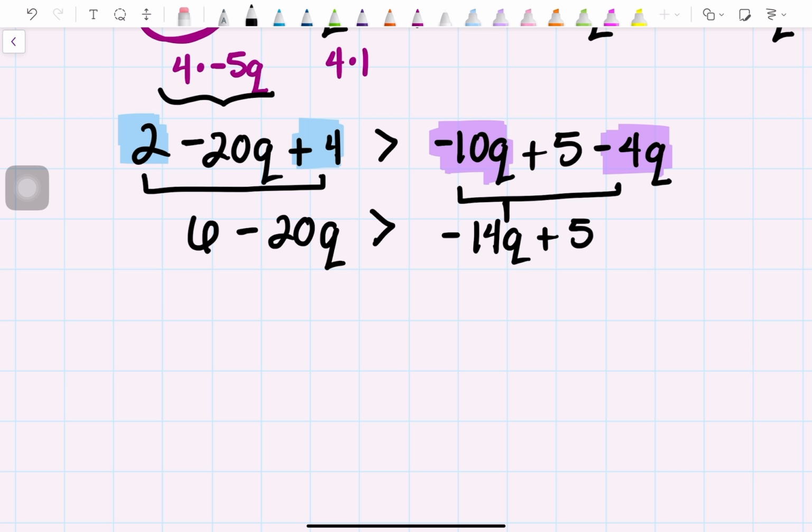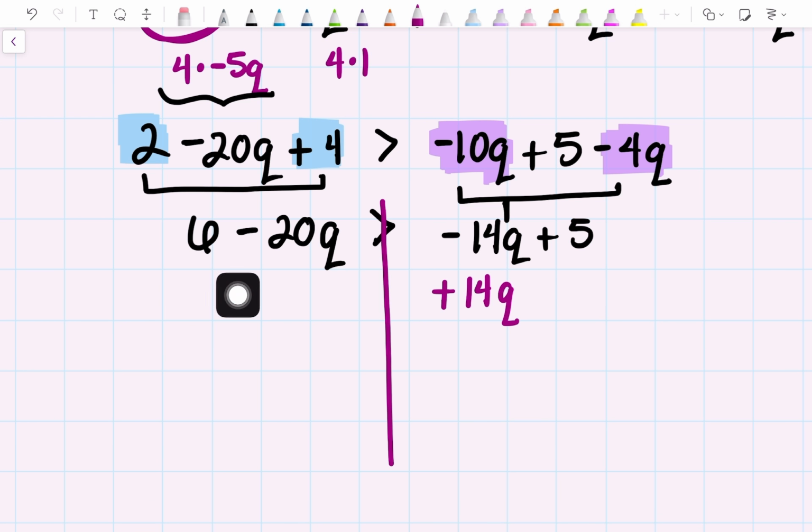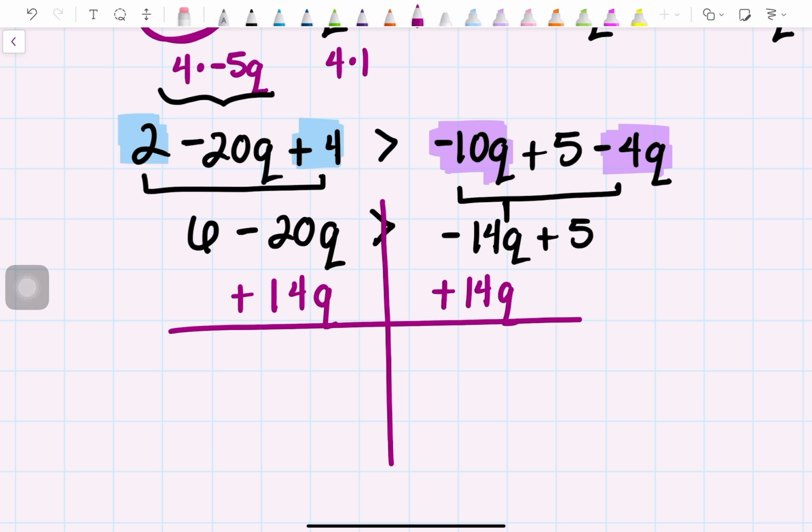This is what we have so far. Okay, so we combined like terms. The next step is for us to leave variables on one side and numbers on the other. It doesn't really matter which side you choose. If you want to move the numbers to the left and variables to the right, it really doesn't matter. I'm going to move a 14q, and the only way for us to move it is to add it. Notice this here's a negative, it's subtracting. So I'm going to add it to the negative 20q. That cancels out here. I'm left with 6 minus the 6q is greater than a 5.